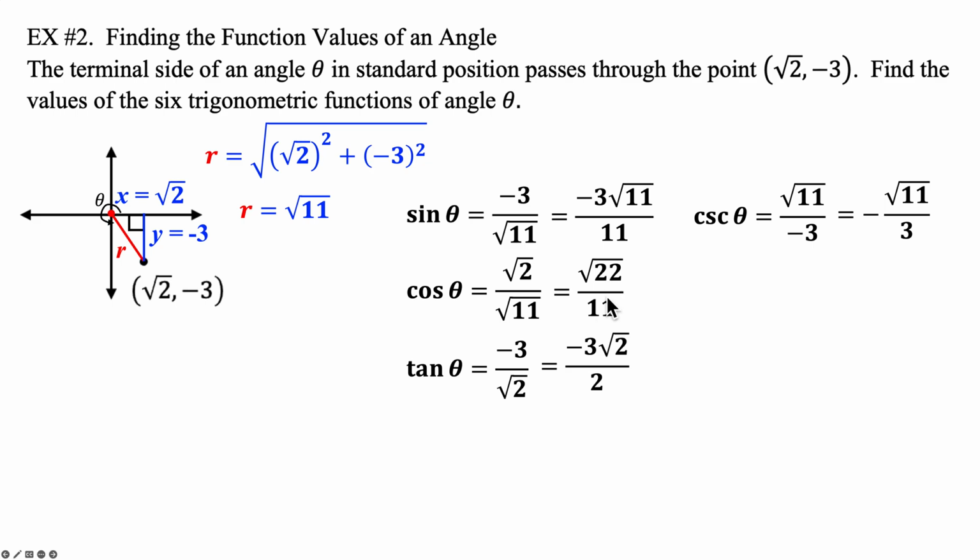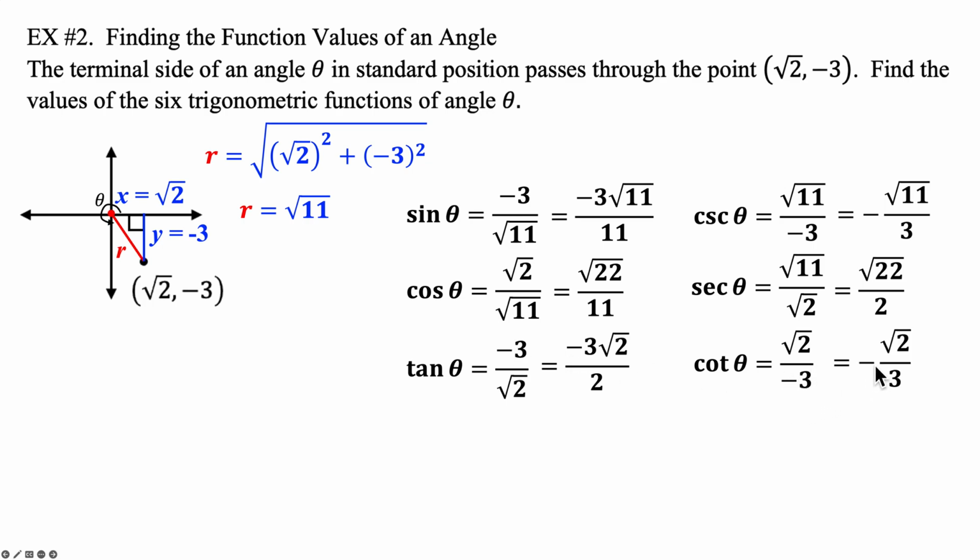Cosine, don't flip this one. Flip the original. Square root of 11 over 2 is my secant theta. To rationalize it, we just multiply the square root of 2, top and bottom. If you did flip this one, you're going to have to rationalize it and reduce it. So just a little bit of a time saver there. Cotangent, we'll flip this fraction here, square root of 2 over negative 3. If you want to leave the negative on the bottom, that's fine. Or if you want to put it in front, I'm okay with that too.